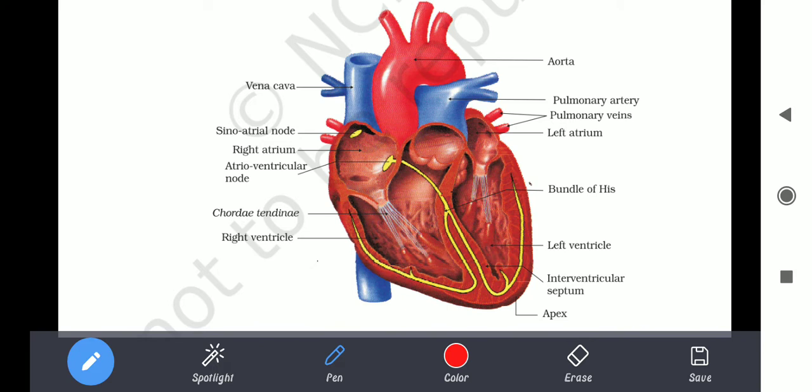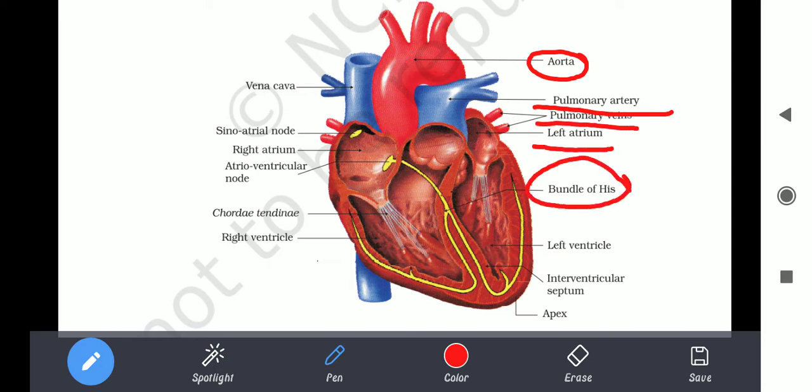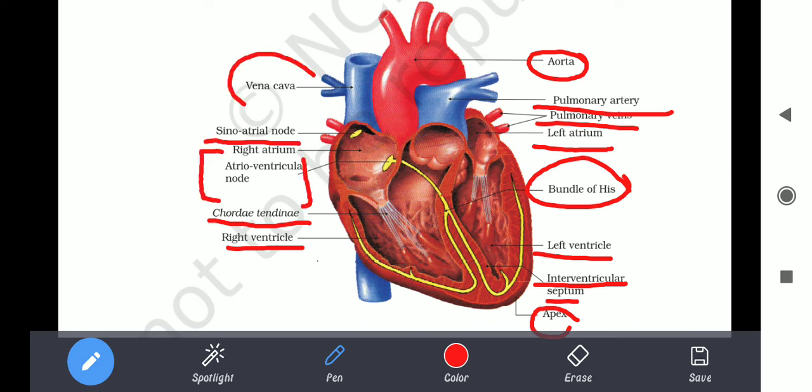This is our heart. This is how our actual heart looks. This is the aorta. This is the pulmonary artery, pulmonary vein, left atrium, bundle of His, left ventricle, interventricular septum. Look, it is separating the ventricles, left and right ventricle. This is the apex, right ventricle, this is the chordae tendineae, and this is the atrioventricular node. This is the sinoatrial node, and this is the vena cava.